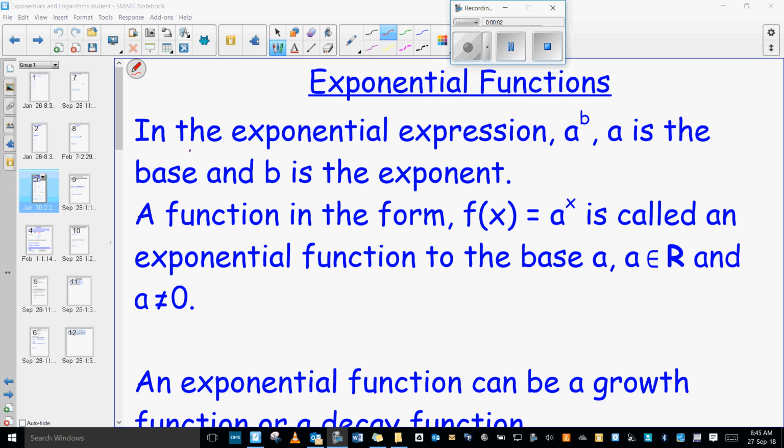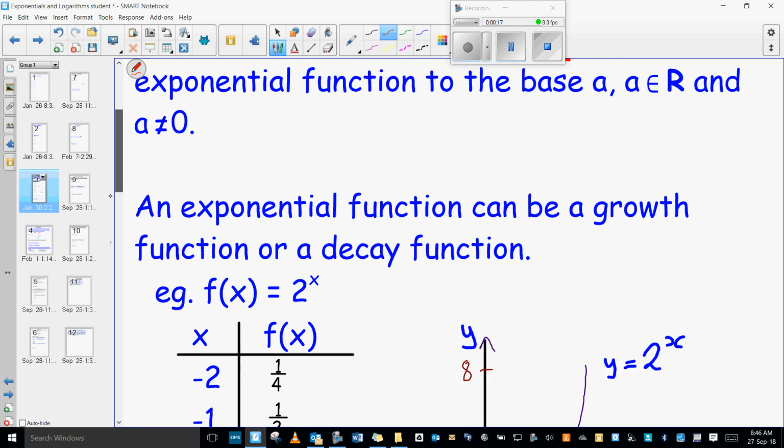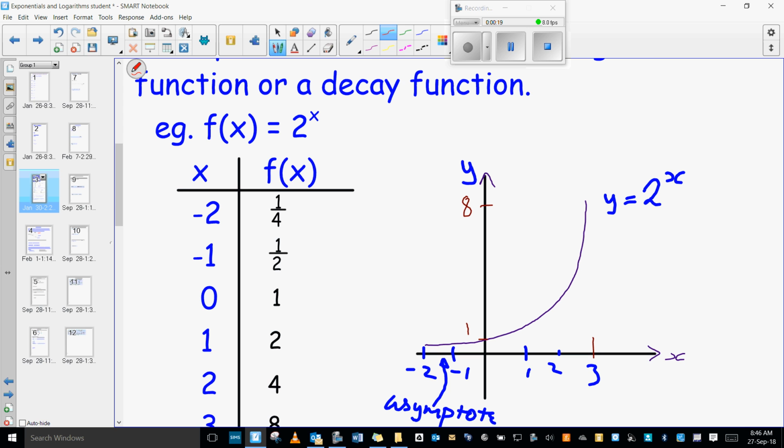Exponential expression, a to the power b, where a is the base and b is the exponent. So if we have something that looks like this and we were asked to draw it, it would look something like this.